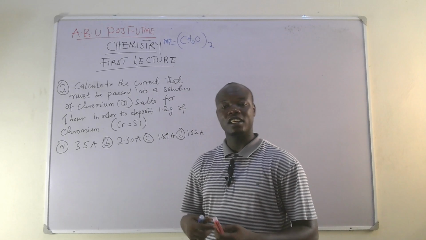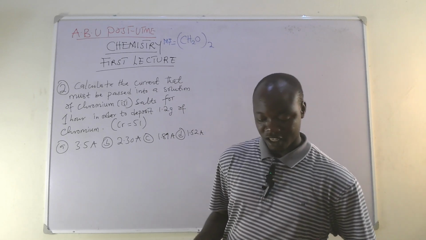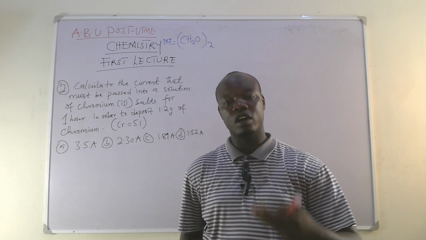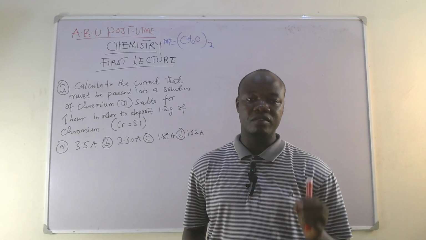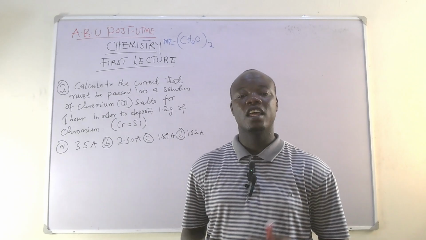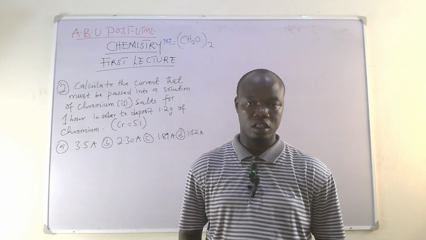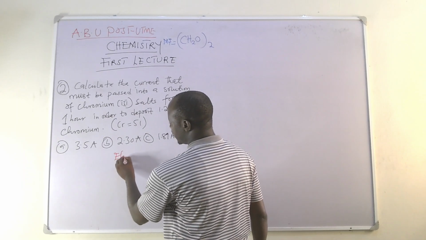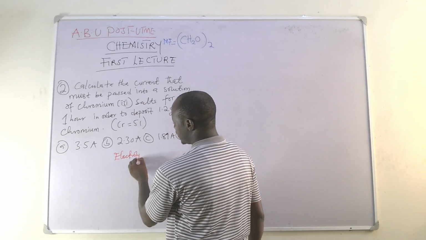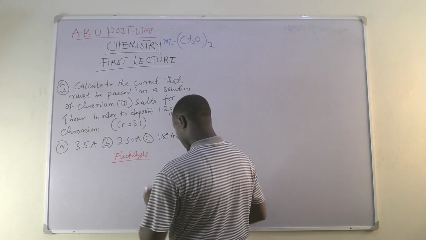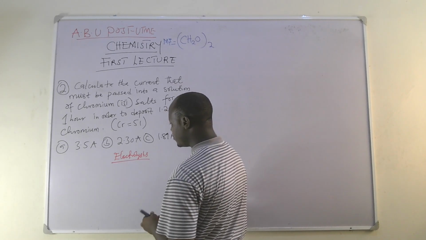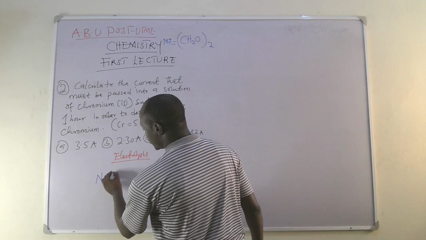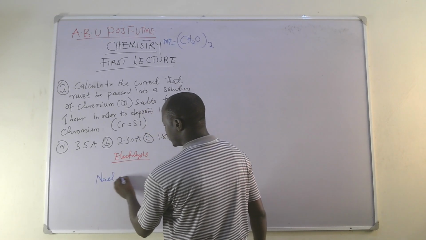And don't forget, when we said electrolysis is a chemical decomposition of compounds into their component ions by passing an electric current either in a solution or in a molten form. Let's say electrolysis is a chemical decomposition of compound. Let's say you have sodium chloride.